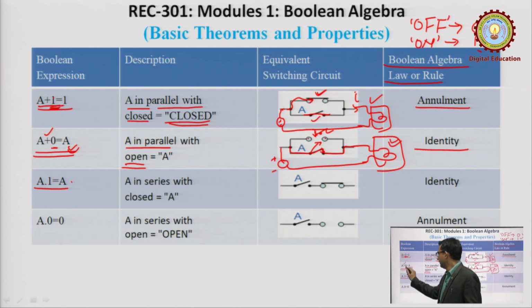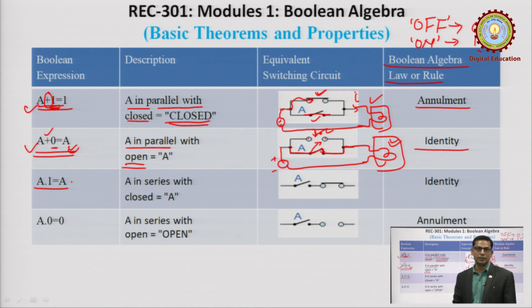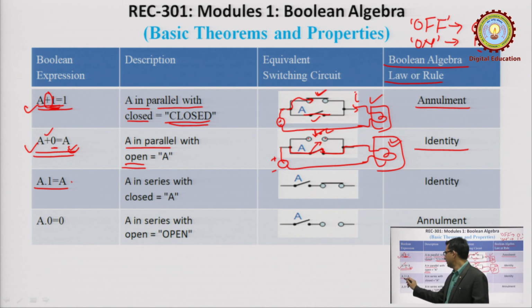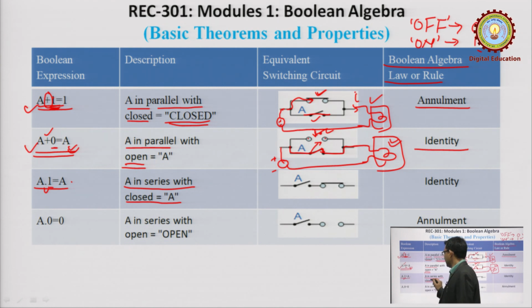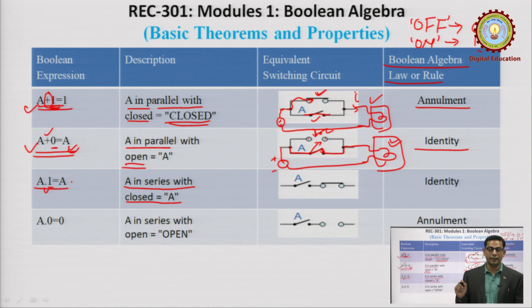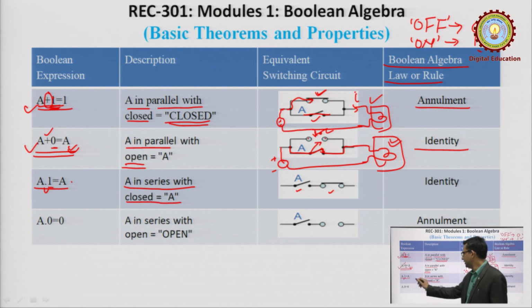What does it mean? In the previous two cases, the plus sign gave the information about a parallel circuit, meaning two switches are connected in parallel. Here we have the dot, so we are talking about A in series with a closed switch, because A is in series with another switch which is in closed state, that is, state 1, and both are connected in series.